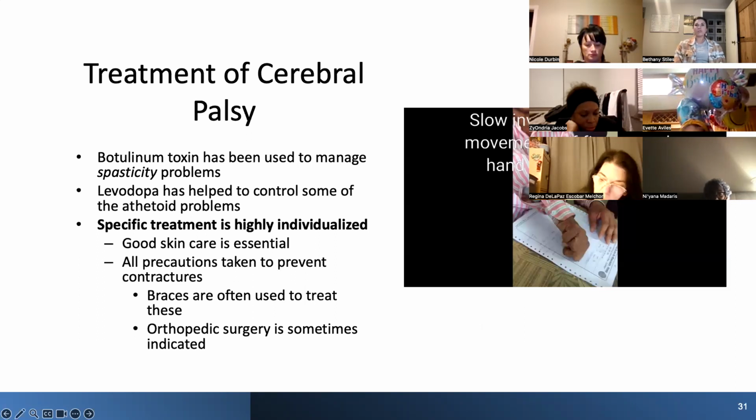We can use Botox as a form of treatment, and that is going to work by blocking the chemical signals between your nerves and your muscles that make the muscle contract or tighten. So it's going to decrease that spasticity by keeping the muscle relaxed. Each treatment plan is going to be highly individualized, but overall, they're going to need really good skin care. We're going to also need to take action to prevent contractures. So we'll use things like braces, and sometimes we'll need to do orthopedic surgery.